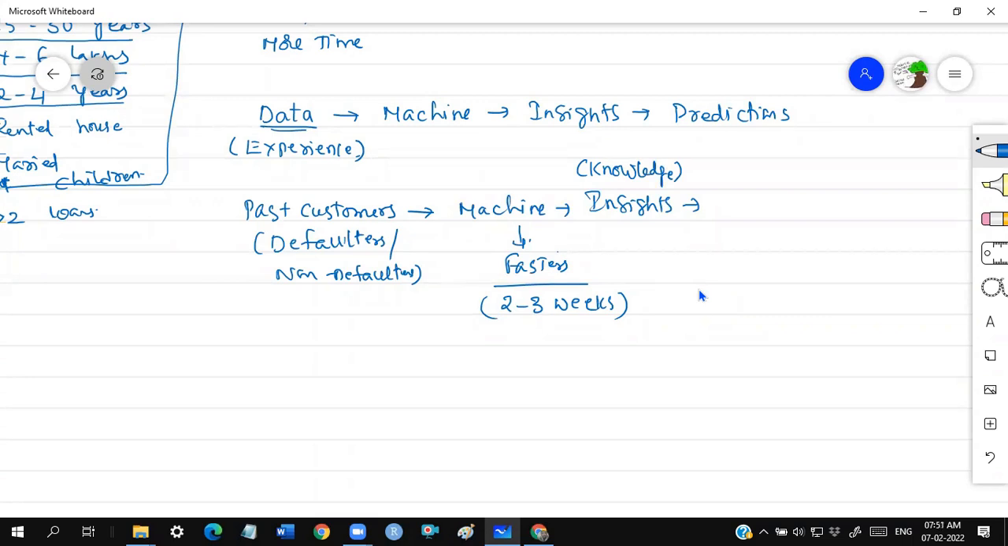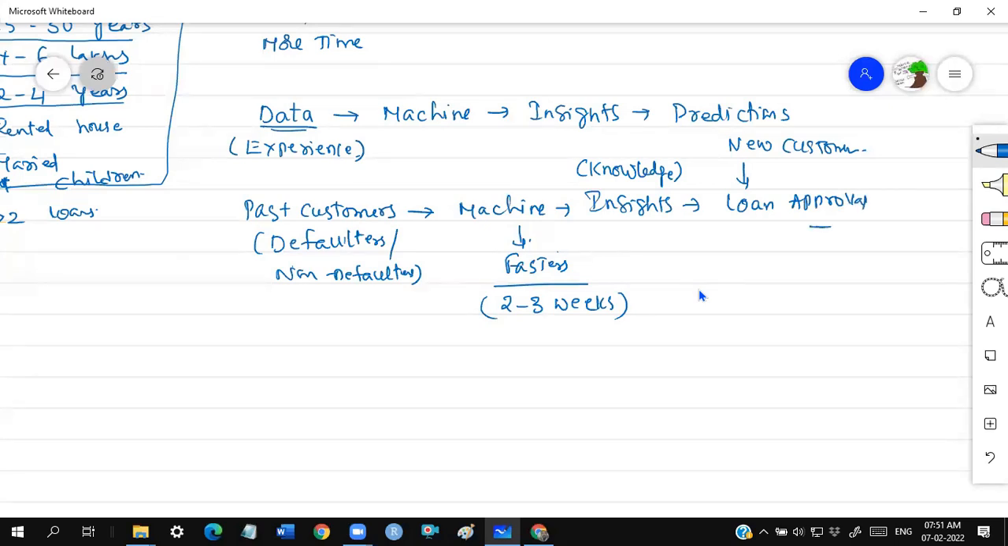Using this, I studied the old customers' data. So these are my insights. Based on these insights, tomorrow, whenever a new customer applies, I can automatically identify whether he could be a defaulter, and whether the loan should be approved or not, we are going to tell you. So how is the loan approval going to be done, guys?